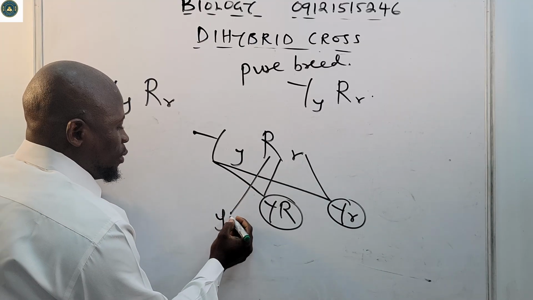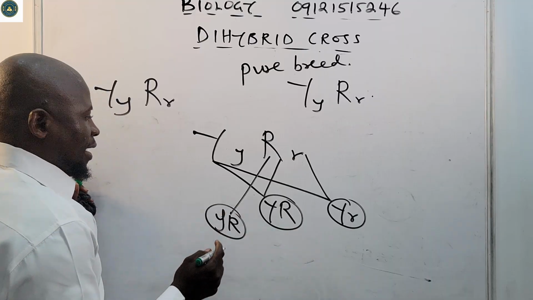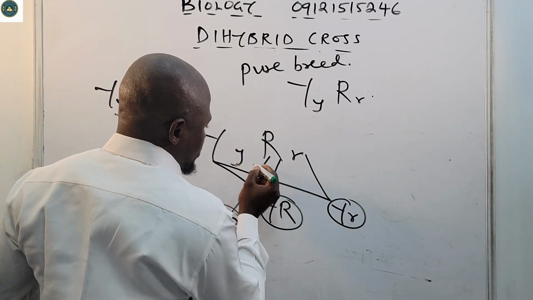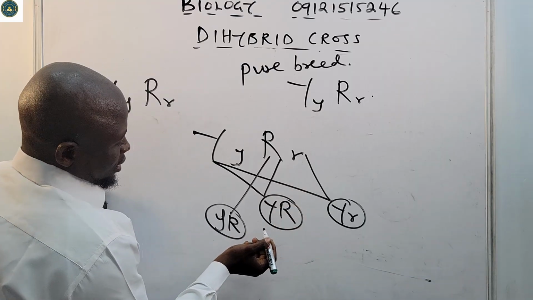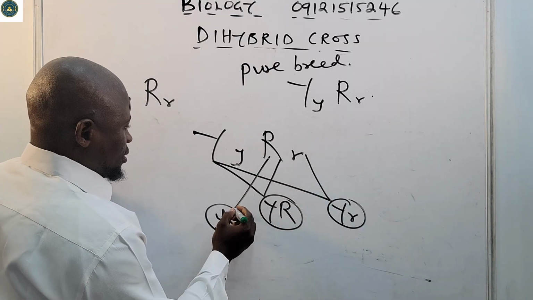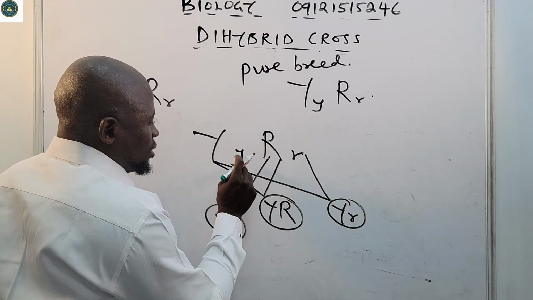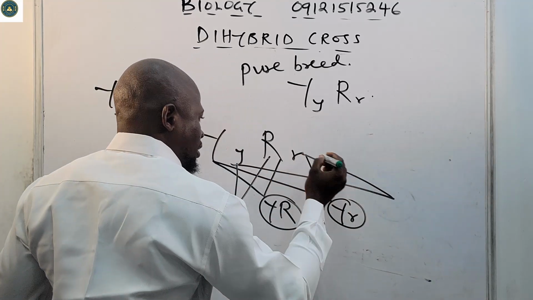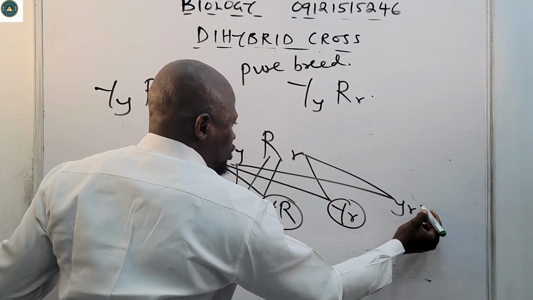Y rather, and what? Capital letter R, all right? Then, of course, they use this one also to cross this. If you cross this, I'm going to have this and this. Sorry, I didn't do that. So then they use this one to cross this one. I'm going to have this and this. So I'm going to have small letter y and small letter r.